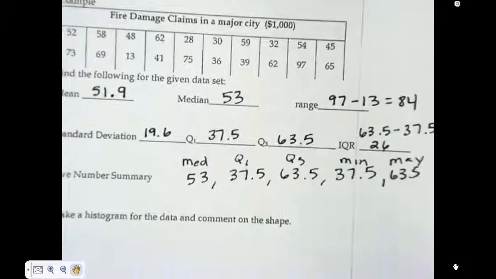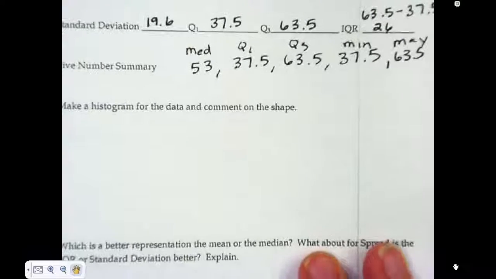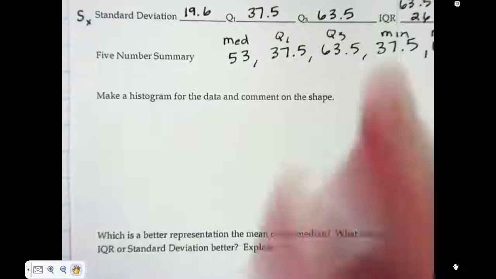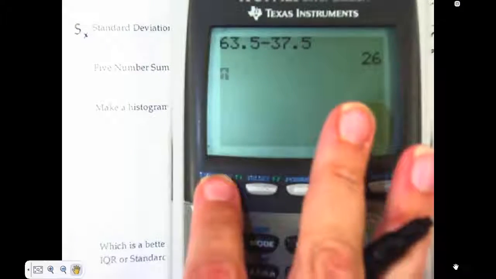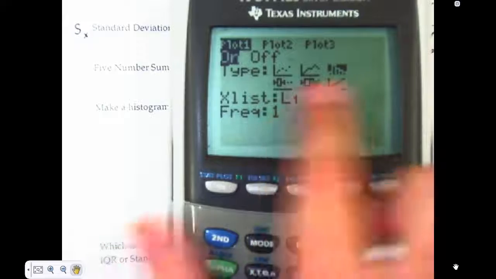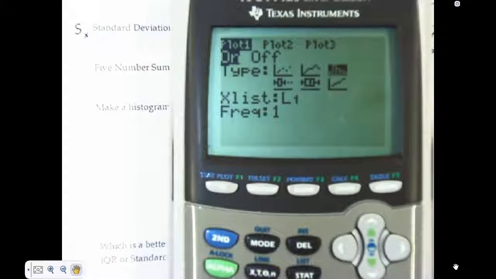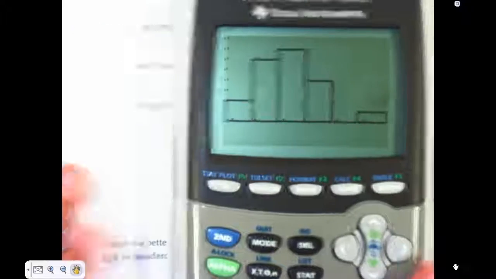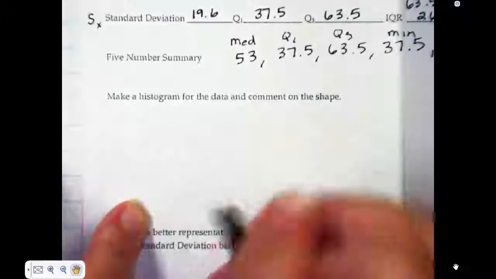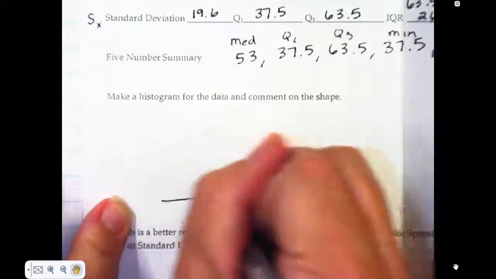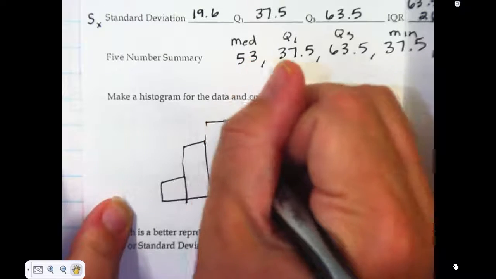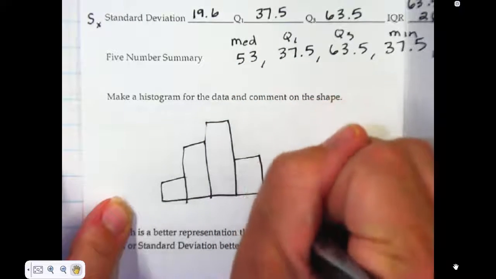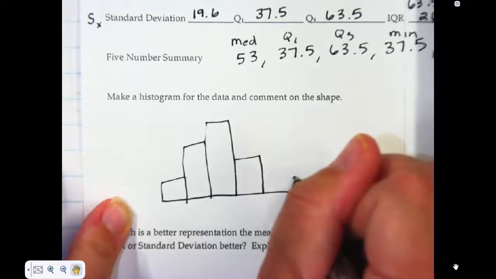Then the last thing we need to look at right here is making a histogram and commenting on the shape. I'm just going to do a sketch of this. This would not be how I want a histogram if you were doing a free response question. So our data is in the calculator. I'm going to go to second, Y equals for the stat plot. Make sure histogram is chosen, and I'm going to hit Zoom 9. Now I'm going to do a nice little sketch of the graph right here. I'm not worried about numbers. Okay, and there's a little gap.